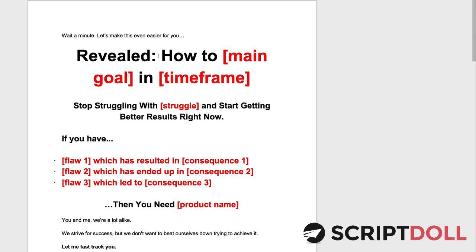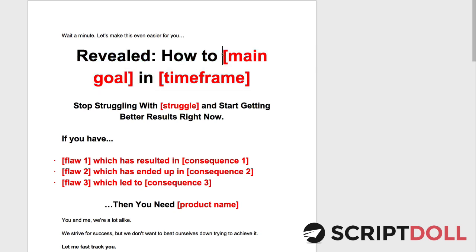So: "Revealed, how to," and then we've got our main goal, whatever that may be: how to train a dog, how to potty train your cat, how to make money online, how to start a business, whatever that may be. And then we've got a time frame, so 7 days or a month or whatever it may be. We've got that in there, and that's going to be pretty much our headline.